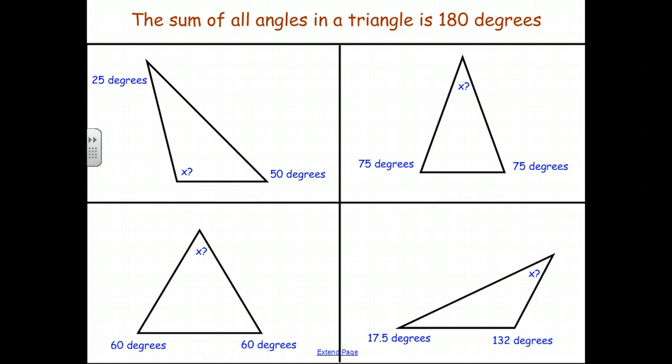So go ahead and pause the video now again and see what you can do with this one. Each of these triangles has a missing angle measure, but you know 2 of them. Remembering that the sum of all angles in a triangle is 180 degrees, see if you can find out what the missing angle measure is for number 1, number 2, number 3, and number 4.